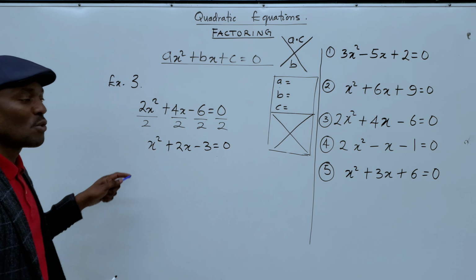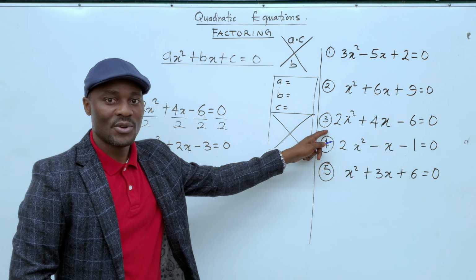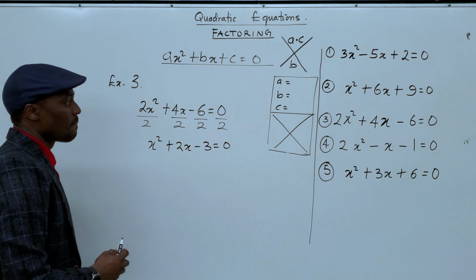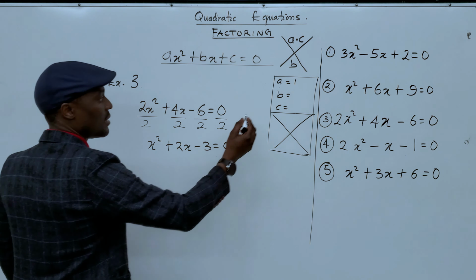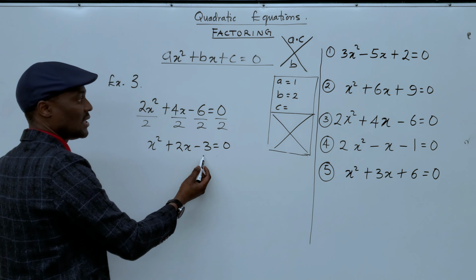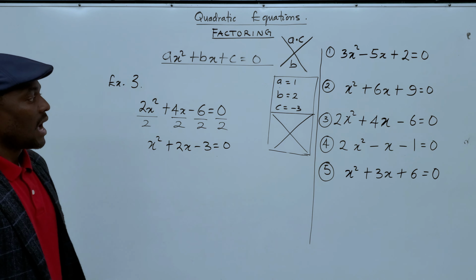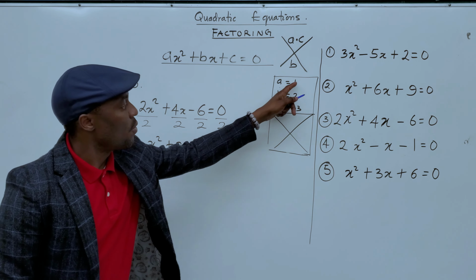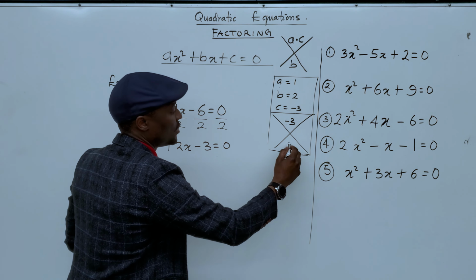Now this is my new quadratic equation from this. So now, what is my a? a is 1. What is b? b is 2. And what is c? It's negative 3. So at this point, I need to create the puzzle. The top will be 1 times negative 3, which will be negative 3. And the bottom will be 2.